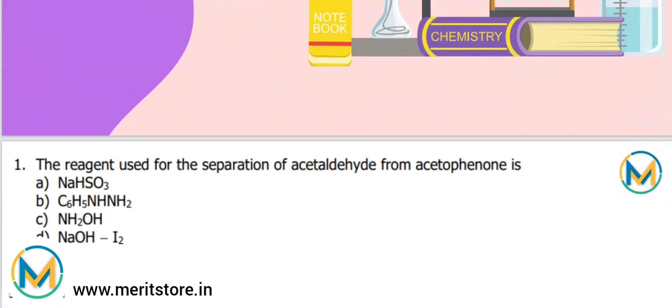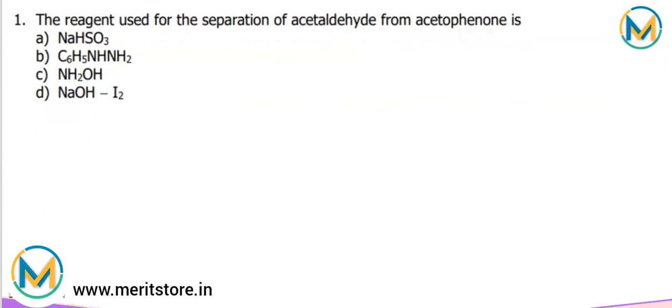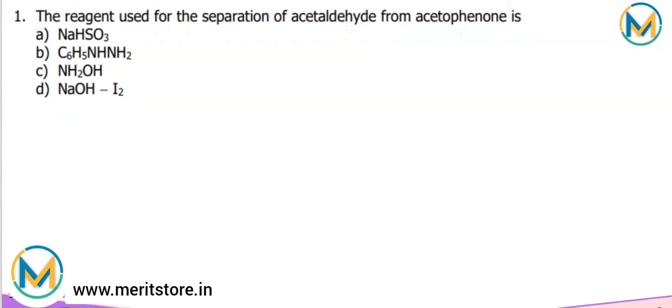First question. The reagents used for separation of acetaldehyde from acetophenone. So there's a mixture of acetaldehyde and acetophenone. And among the given options, we have to choose the proper reagent which is going to separate acetaldehyde and acetophenone.